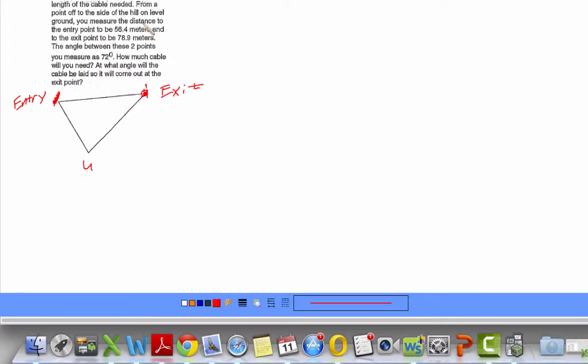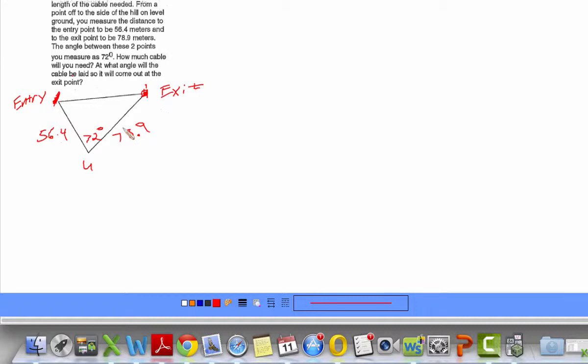It says that the distance to the entry point is 56.4 meters, and the distance to the exit point is 78.9. So you can measure the distances from yourself to the entry and the exit, 78.9, and the angle between the two points is 72 degrees. So this is 72 degrees. How much cable will you need? At what angle will the cable need to be laid so that it will come out at the exit point?